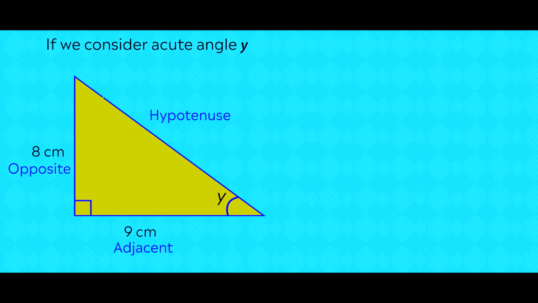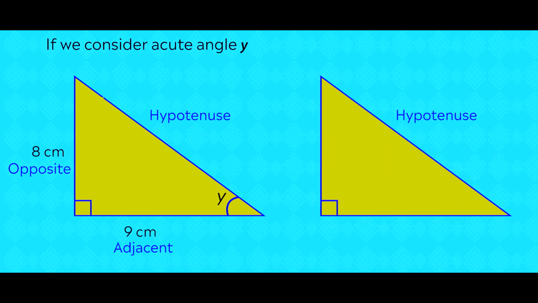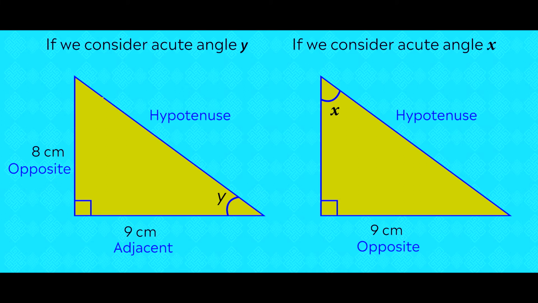Let us now look into the next right triangle. It's exactly the same triangle. In this case, we'll consider the other acute angle, that is angle x. With reference to angle x, the side length 9 centimeter will be the opposite side length because that side length is opposite to the acute angle that's been taken into consideration. And 8 centimeter will be the adjacent side length. So from these explanations, I hope you all are clear that 8 centimeter and 9 centimeter can be either the adjacent side length or the opposite side length based on the acute angle taken into consideration.